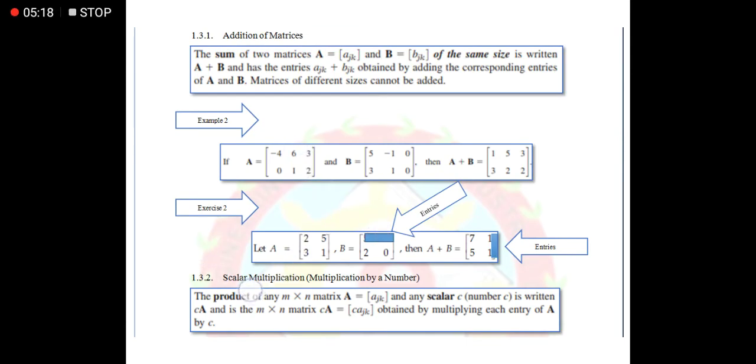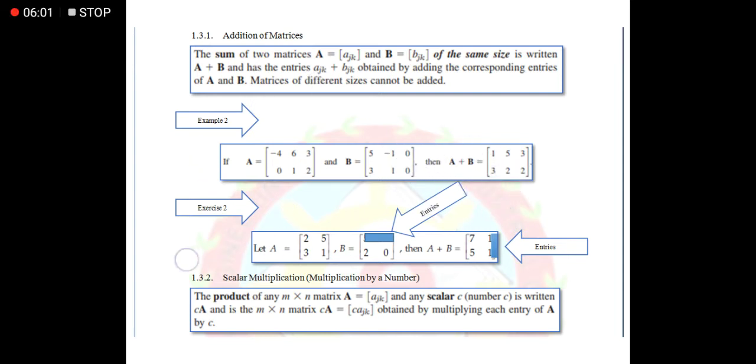We have here, if A is equal to negative 4, 6, 3, 0, 1, 2, and B is equal to 5, negative 1, 0, 3, 1, 0, then A plus B is equal to 1, 5, 3, 3, 2, 2. So, saan yan nanggaling, no? From this definition, for you to be able to add different matrices, you will just have to add their corresponding entries. For example, this negative 4 here should be added with 5. Hindi mo pwedeng i-add yung negative 4 dito kay negative 1 kasi magkaiba sila ng location of entries. That's why the same location dapat, para maka-perform ka ng addition.